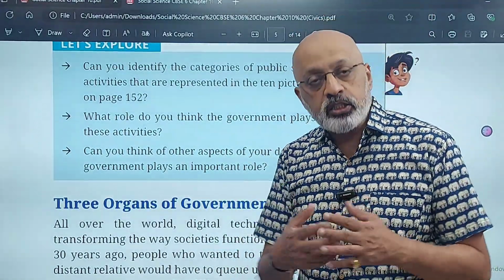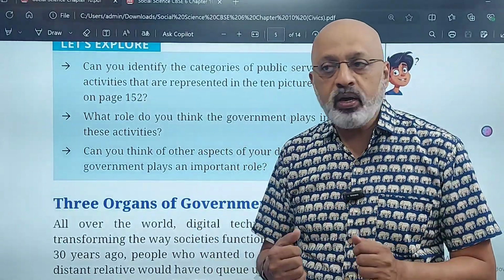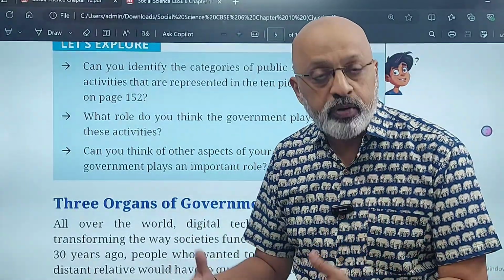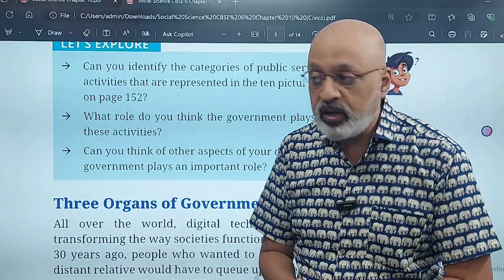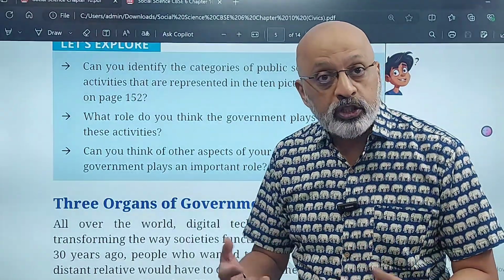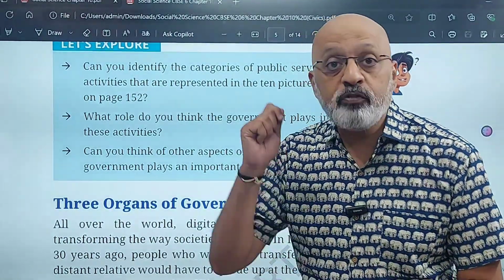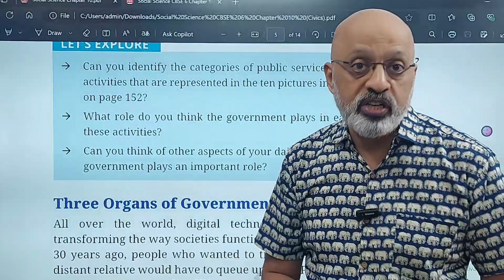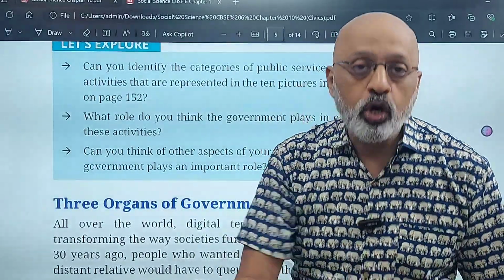So the government runs trains from place A to place B. It appoints traffic policemen in order to regulate the traffic in a particular area. It appoints the postmen and postwomen to deliver letters to your doorstep or money orders to your doorstep.